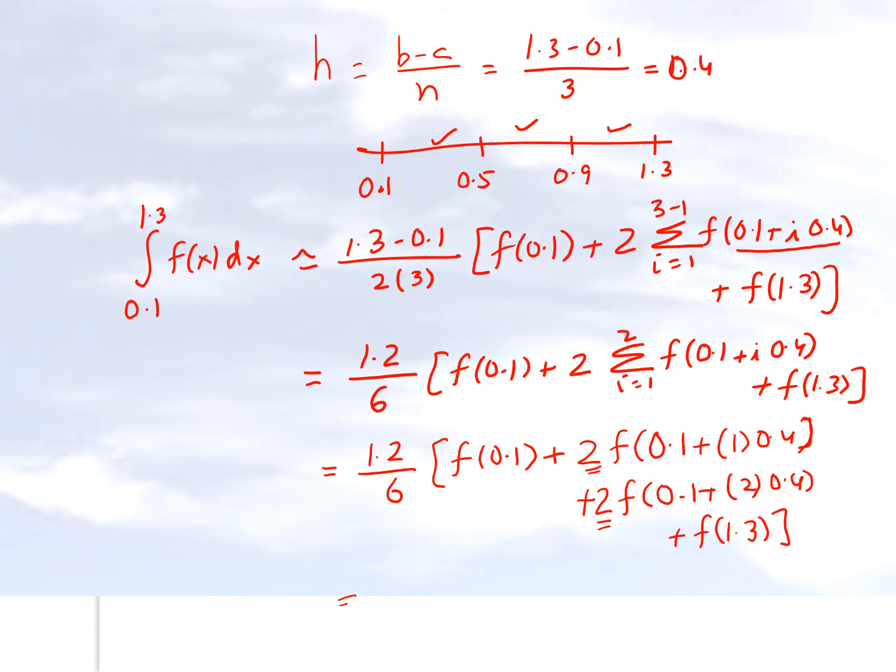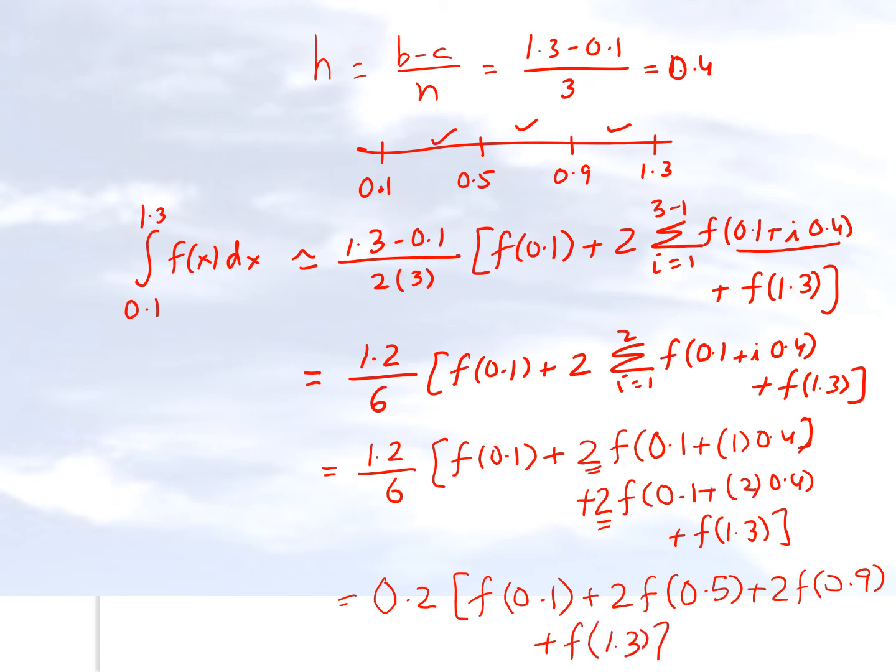The compact expression we want to get now will be f at 0.1 plus 2 times the value of the function at 0.5 plus 2 times the value at 0.9 plus the value of the function at 1.3. So all we have to do now is substitute the values of the function at these particular points and find out what the answer is.